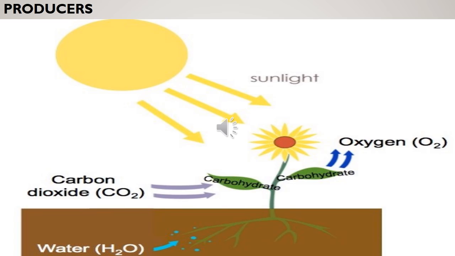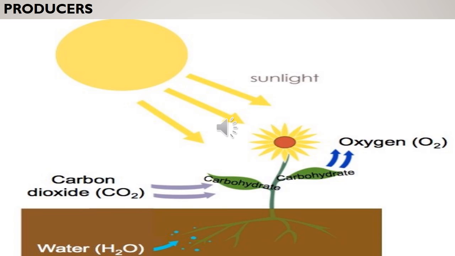Producers are the self-nourishing components of the ecosystem. That means they can produce their own food. They include all the green plants. Hence, they are called autotrophs. Auto means self. They are found both on land and water. Examples of producers are plants, algae, bacteria, etc.